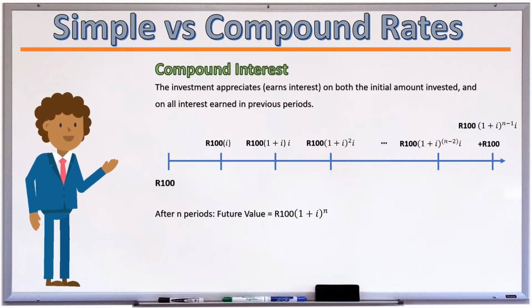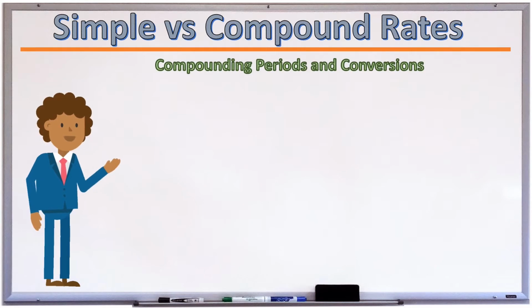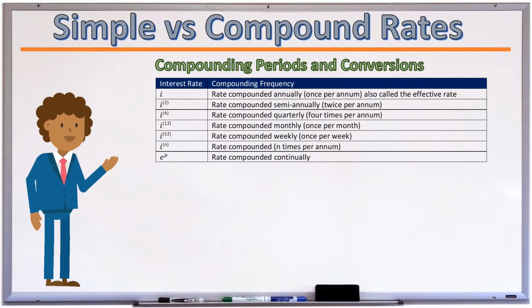Compounding periods and conventions. Compound interest can be quoted in a number of ways depending on how often interest is paid or compounded to an investor. The table below summarizes a few interest rate conventions. i, for a rate compounded annually, that is just once per annum. This is also called the effective rate.